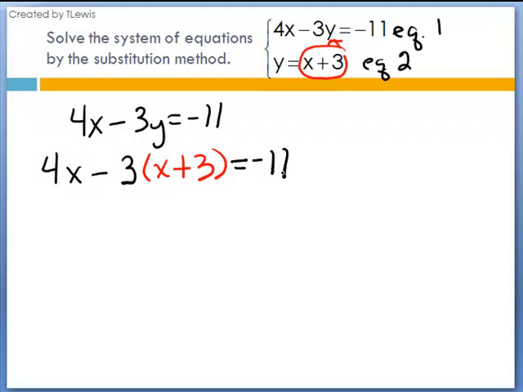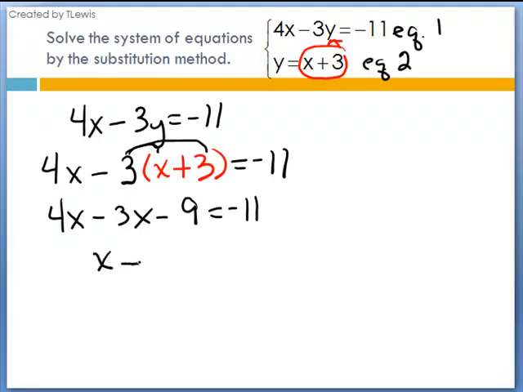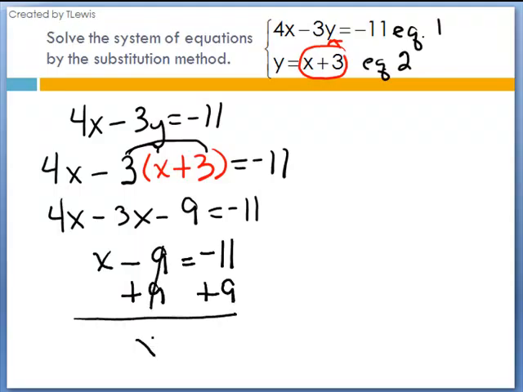And solve. So let's go ahead and solve. We're going to distribute the -3. We have -3 times x, -3x. We have -3 times 3, we have -9 equals -11. Solving for x, 4x minus 3x gives us x minus 9 equals -11. We're going to add 9 to both sides. And we have x is equal to -2.